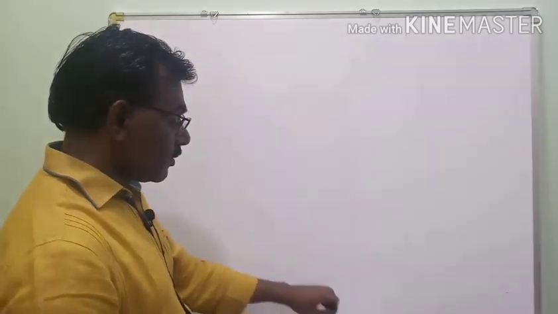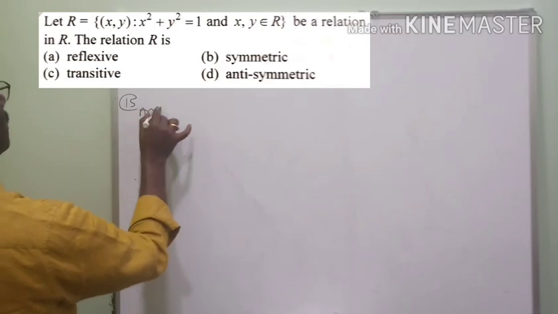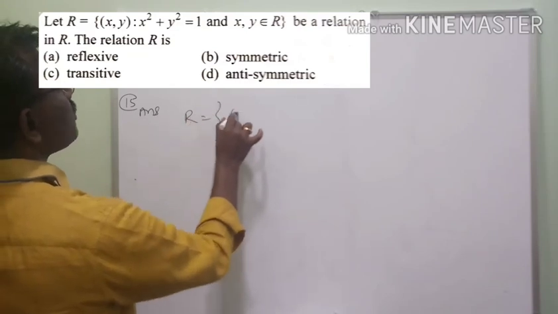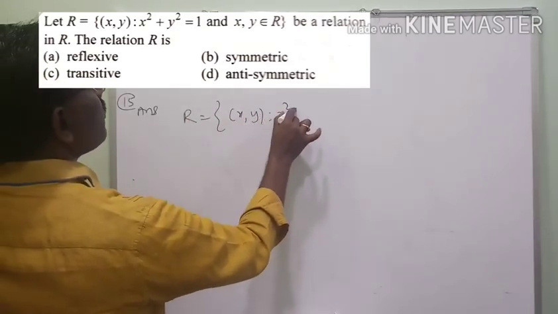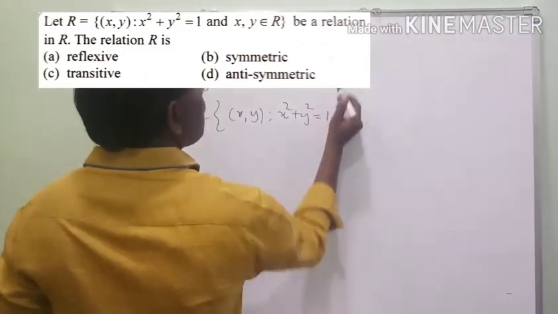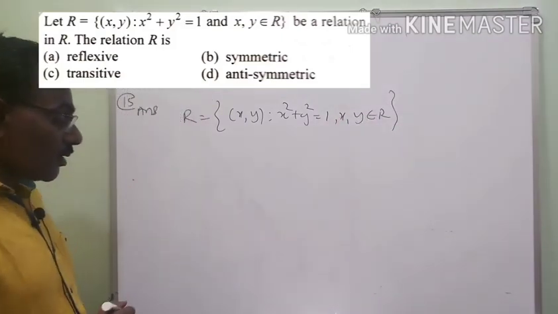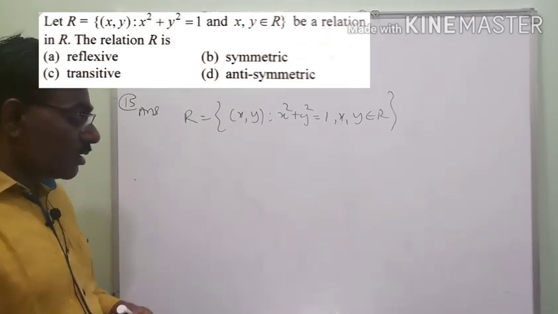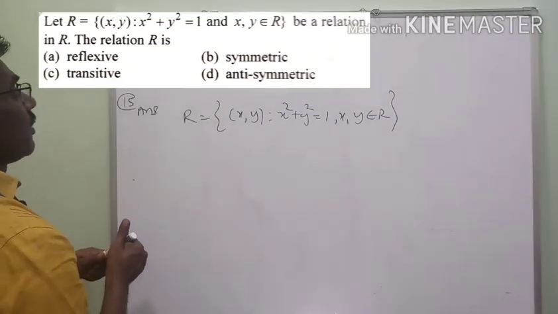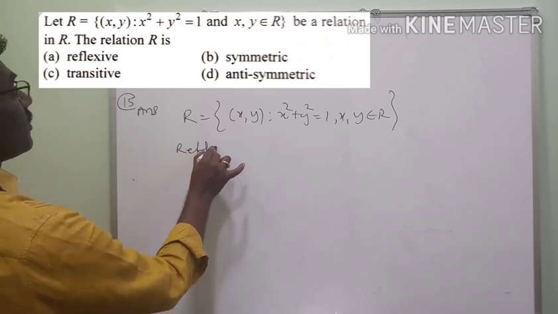Next, one more. Question number 15. Let R be a relation in the real numbers, where (x, y) belongs to R if x square plus y square equals 1, with x, y belonging to R. Then R is reflexive, symmetric, transitive or antisymmetric? So first, is it reflexive or not?